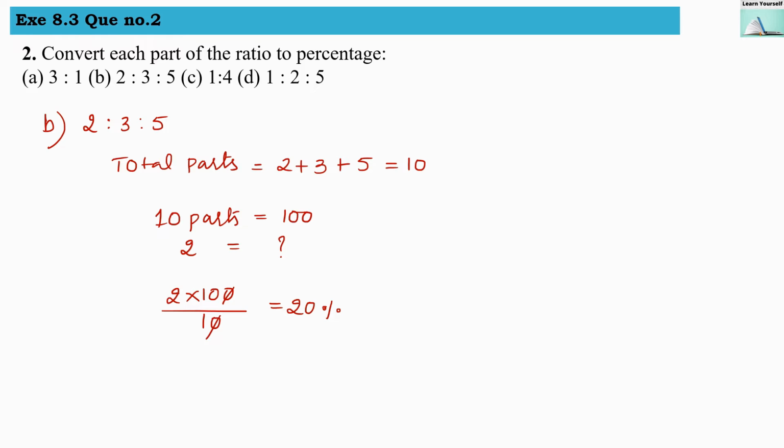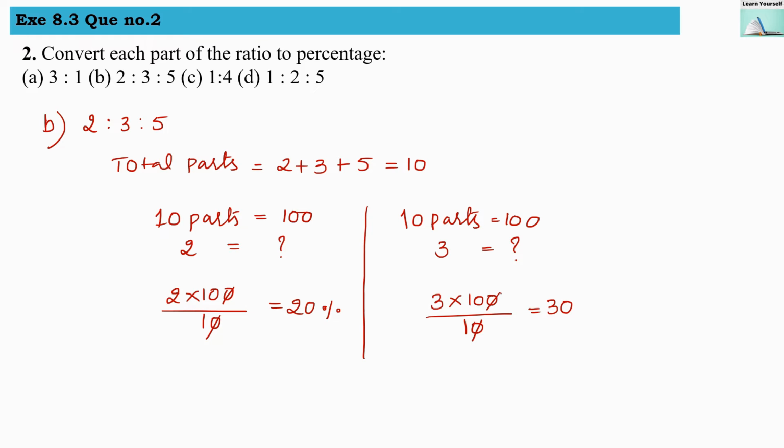Now we cannot subtract this from 100 because there are 3 parts. So we have to find out for the second that 10 parts equals 100. Then 3 parts consist of how many percentage? So 3 into 100 divided by 10. So this will give us 30%. Now 20% plus 30% will give us 50%. That 50% we can subtract from 100. So the third part will be 50%.